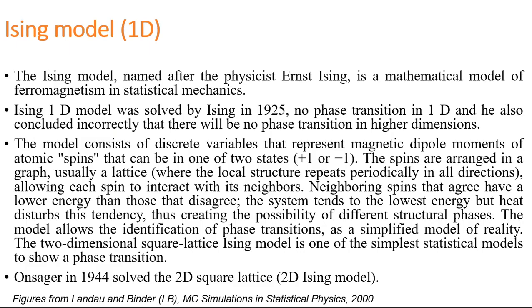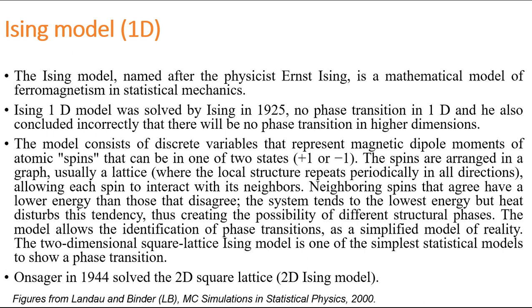The Ising model, named after the physicist Ernst Ising, is a mathematical model of ferromagnetism in statistical mechanics. It was the first one-dimensional model, solved by Ising in 1925, and no phase transition was seen in 1D. He also concluded incorrectly that there would be no phase transition in higher dimensions. The model consists of discrete variables that represent magnetic dipole moments of atomic spins, which can have two values, plus or minus, up and down.